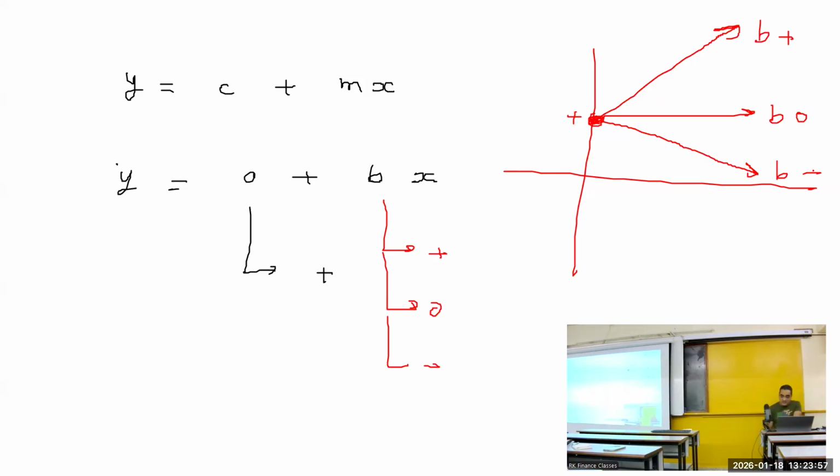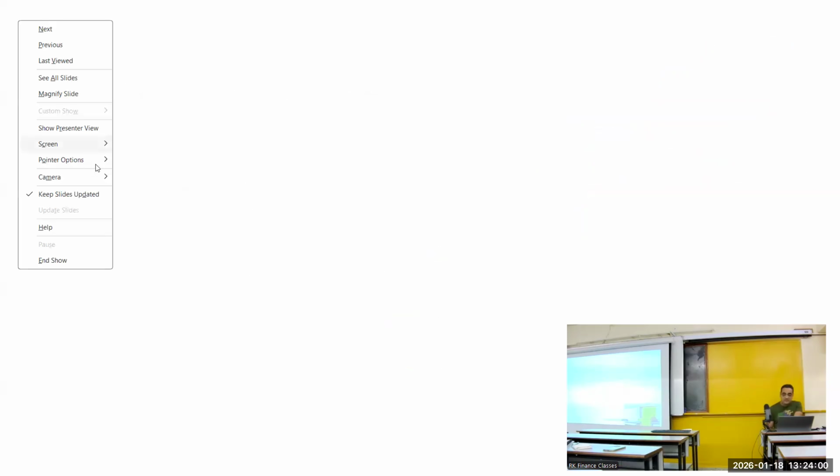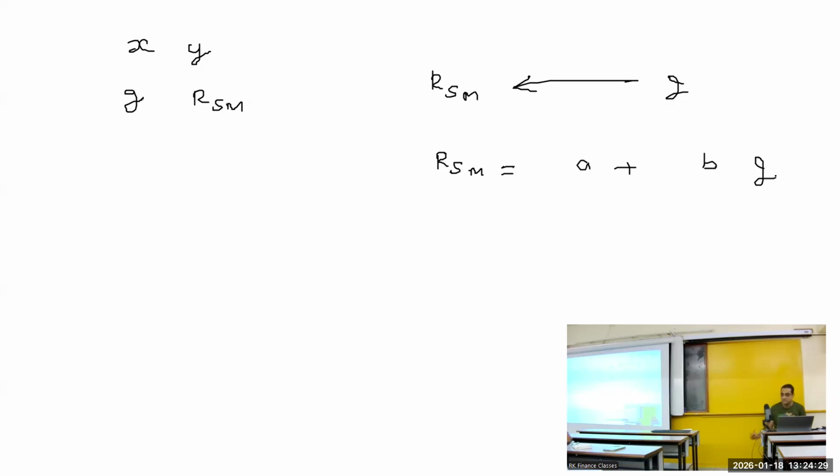To get the values of A and B, what we require is historical data between X and Y. So we'll be given the historical data between X and Y. What is X? X is GDP growth rate and Y is returns of stock market. The obvious thing is that returns of stock markets are dependent on GDP growth rate. The GDP drives the returns of stock market. So the equation would look like this: returns of stock market is equal to A plus BG, A plus B into G.